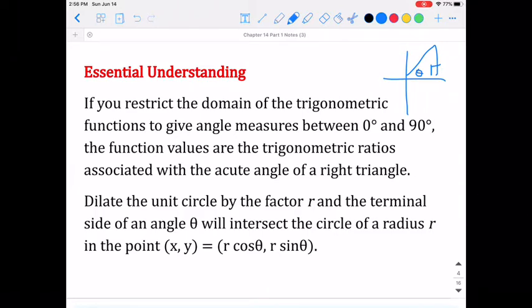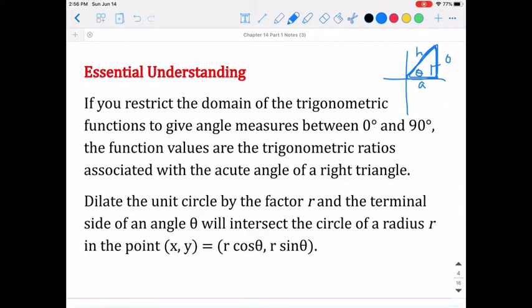And with this right triangle that we formed, using the initial side and the terminal side, we can set up our right triangle like we would in geometry with the trig ratios, with the hypotenuse, opposite, and adjacent.